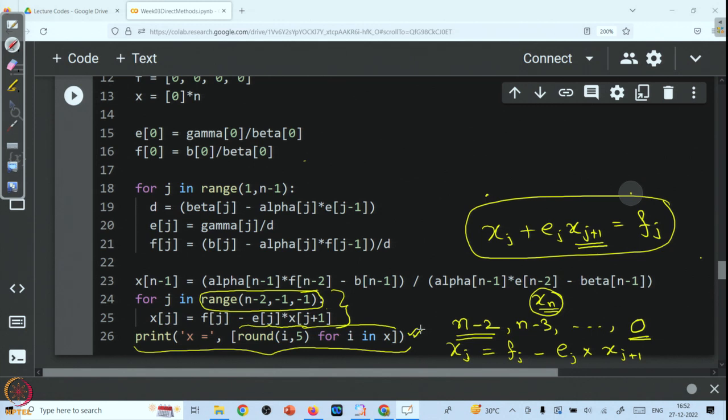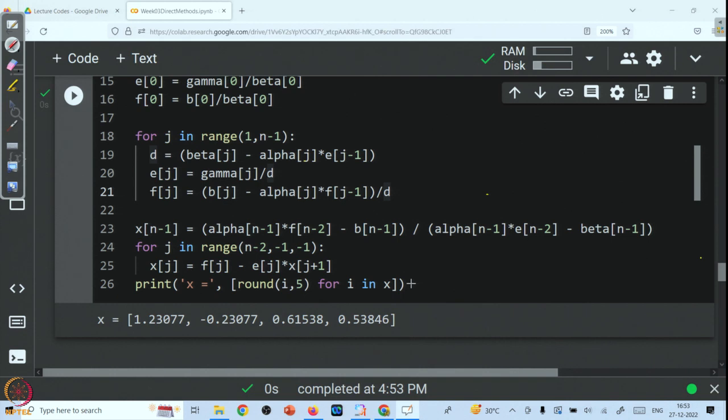Let us try to run this program and see the output. You can see that the program is executed, and this command has printed the solution of the tri-diagonal system as this. You can see that it is restricted to only 5 decimal digits in each component of x because of this command. And that is the Thomas algorithm implementation.